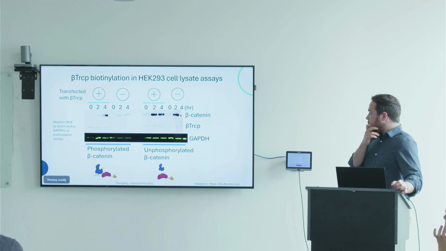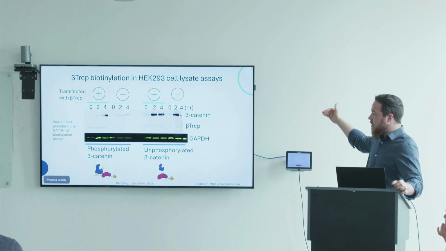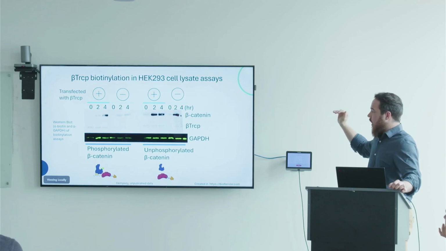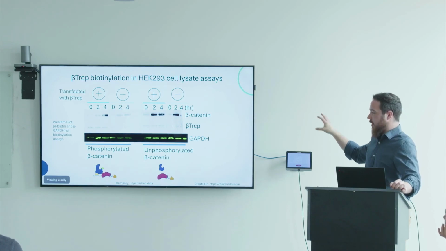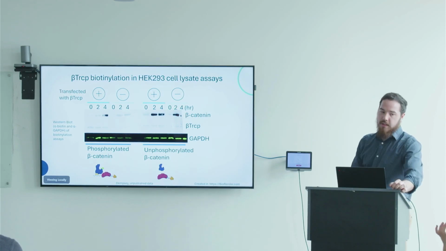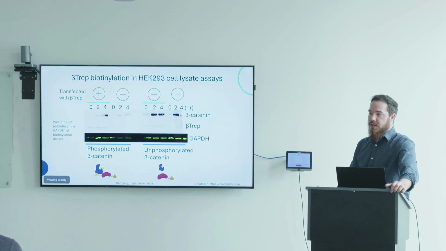What you will notice is that for β-Catenin, we do see auto-biotinylation. And of course, it's higher in the unphosphorylated β-Catenin than in our phosphorylated β-Catenin because we have a higher concentration of that.